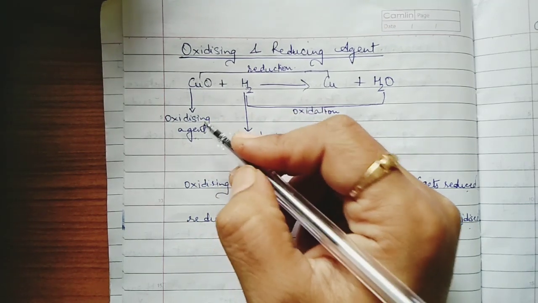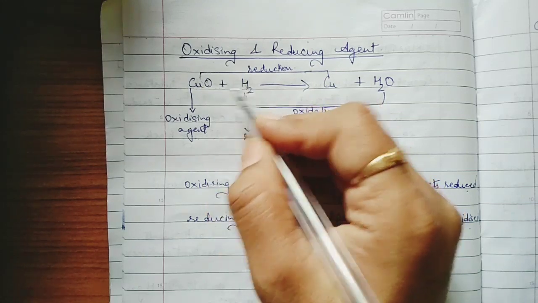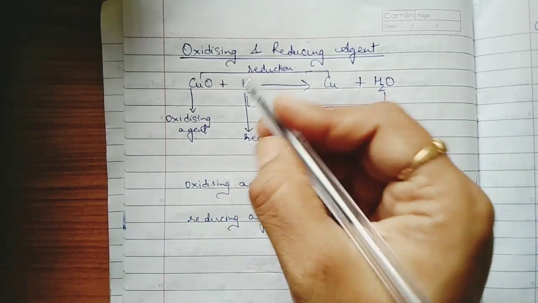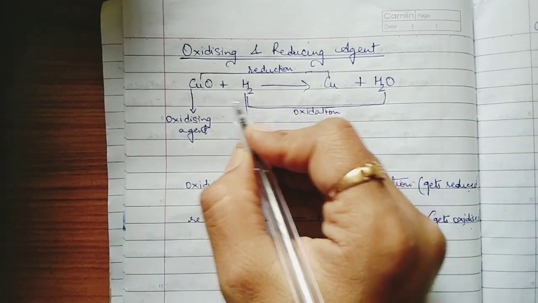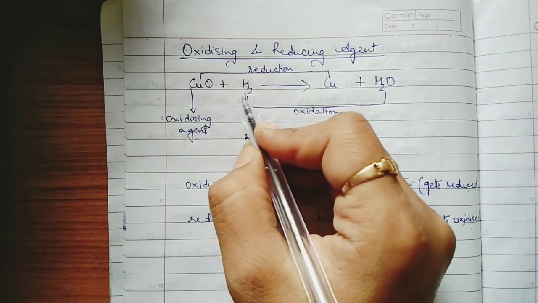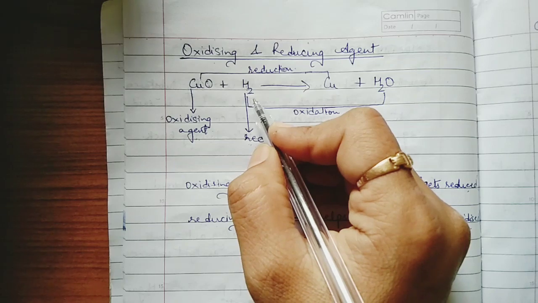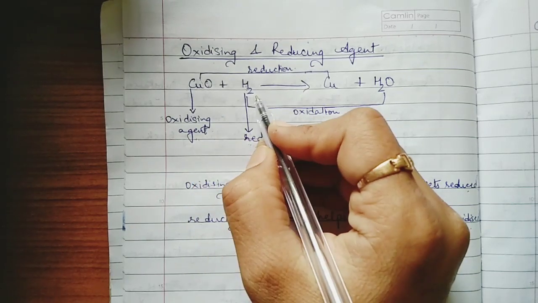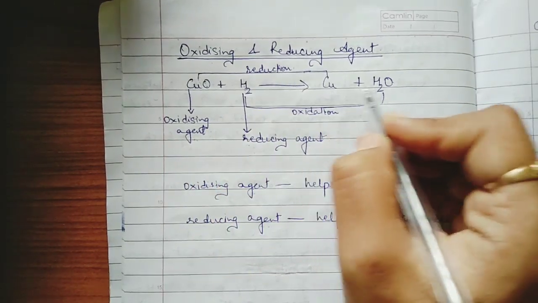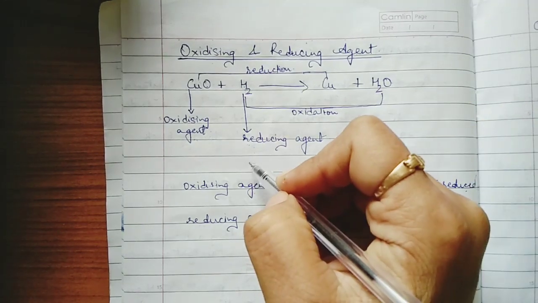One more important thing to note is that when we talk about oxidizing agent and reducing agent, we always take the reactant side. This will get oxidized, this will get reduced, this is acting as an oxidizing agent, this is acting as a reducing agent. We always take reactants into consideration. We don't take the products into consideration.